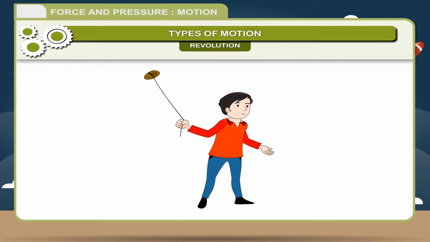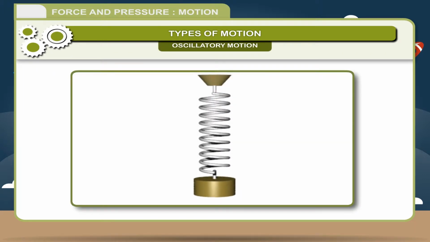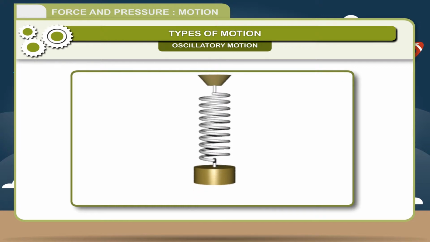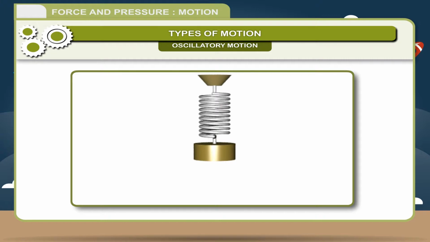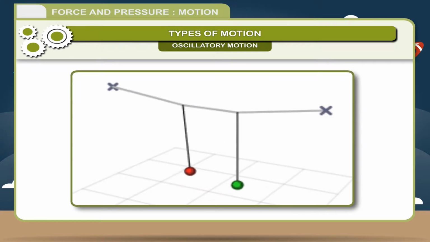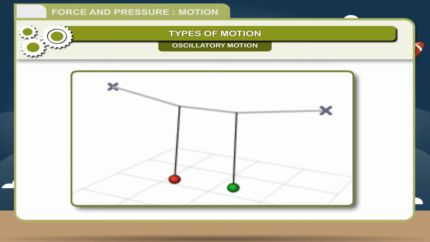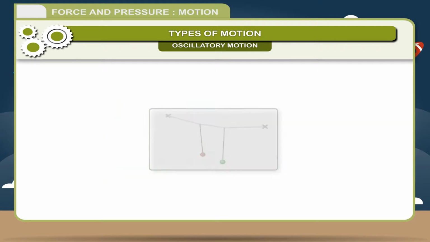The stone revolves around your body in a circular motion. Oscillatory motion. The complete to and fro motion of a body about its mean position is called oscillatory motion. In oscillatory motion, the object repeats its motion about the mean position after a regular interval of time.